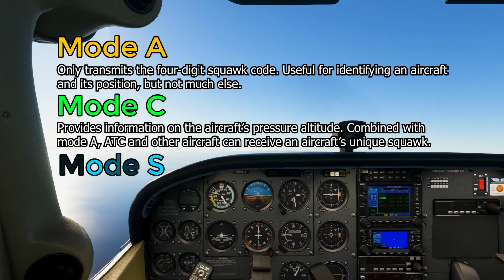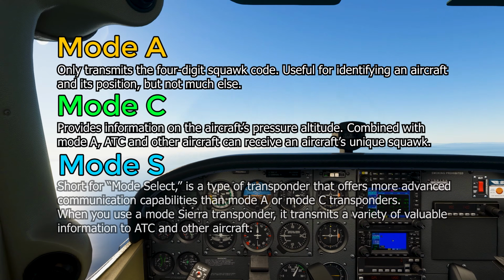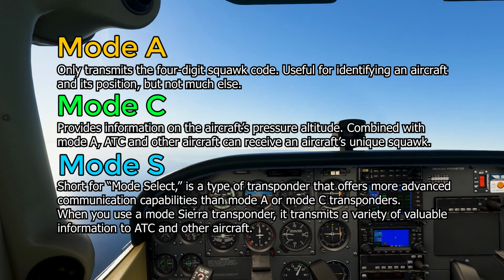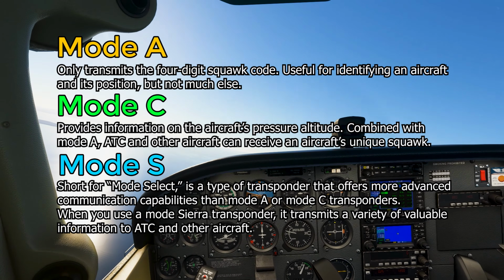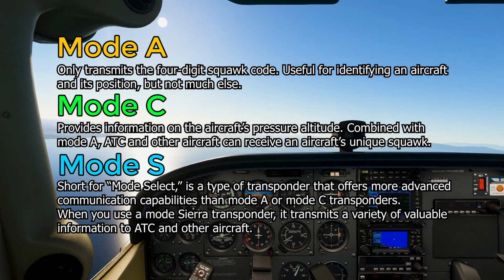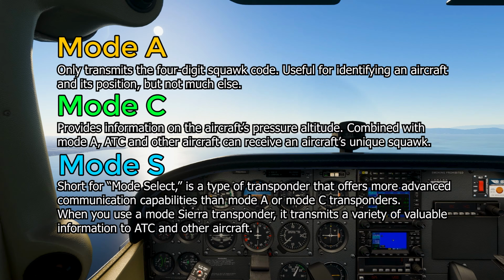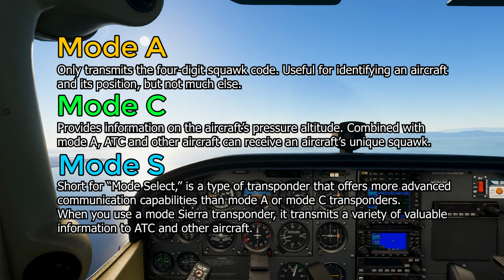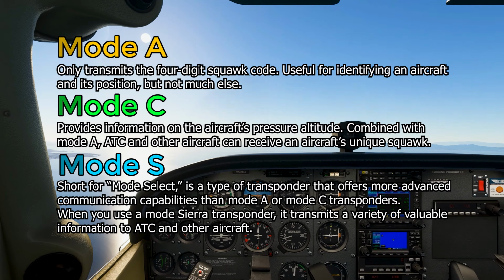3. Mode Sierra. Mode Sierra, short for Mode Select, is a type of transponder that offers more advanced communication capabilities than Mode Alpha or Mode Charlie transponders. When you use a Mode Sierra transponder, it transmits a variety of valuable information to ATC and other aircraft.